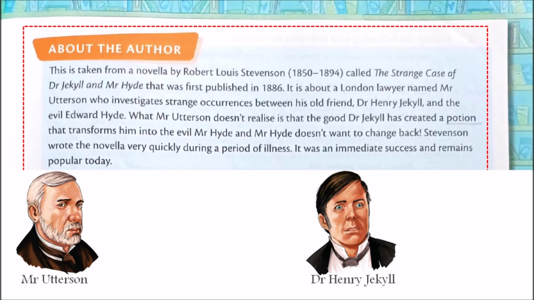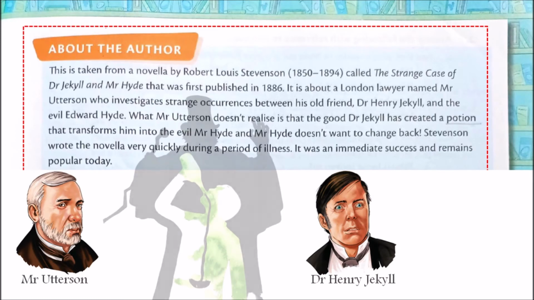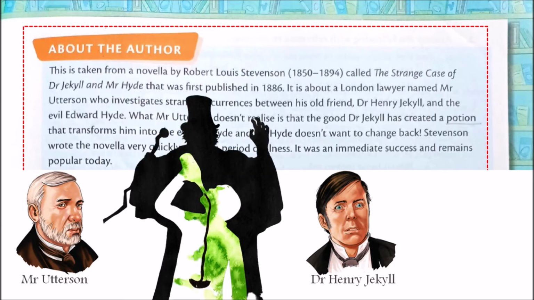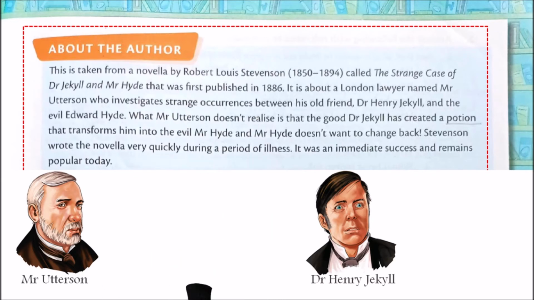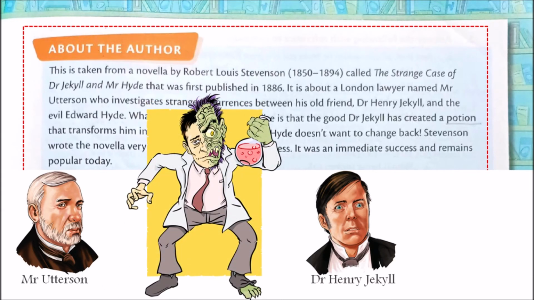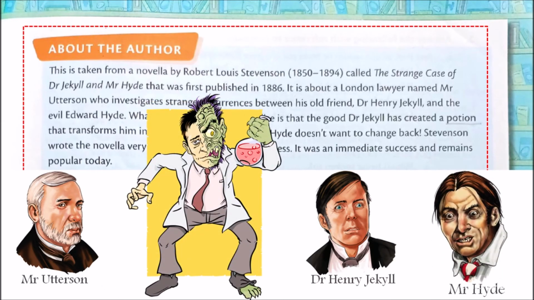Henry Jekyll used to do some experiments with medicines. He had created a potion, meaning a dose of medicine. If you take that, you would be completely changed. Henry Jekyll was a good man, but he took a dose of medicine and became Edward Hyde, who was a wicked, cruel and evil man.